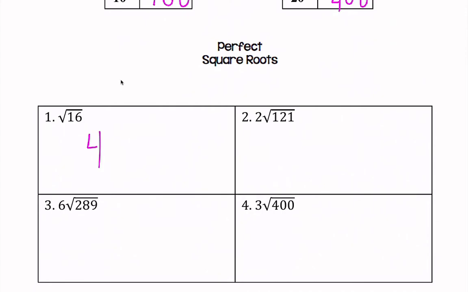Okay. On problem number 2, I have a 2 out front of my square root of 121. So what this means is I'm going to take 2 and multiply by the square root of 121. The square root of 121 is 11, because 11 times 11 is 121. So 2 times 11 is 22.